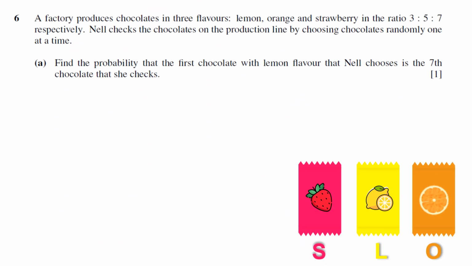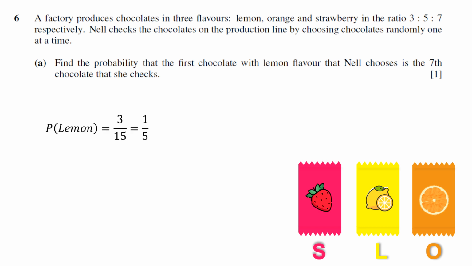On to question 6. So it says a factory produces chocolates in three flavors: lemon, orange, and strawberry, in the ratio 3:5:7 respectively. Neil checks the chocolates on the production line by choosing chocolates randomly, one at a time. A. Find the probability that the first chocolate with lemon flavor that Neil chooses is the 7th chocolate that she checks. So the first thing that we need to do is to find the probability of getting the lemon flavor.